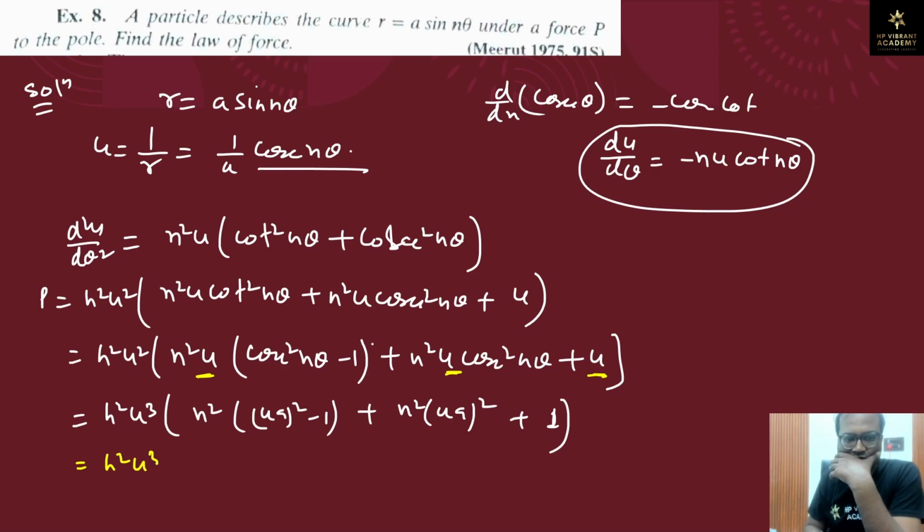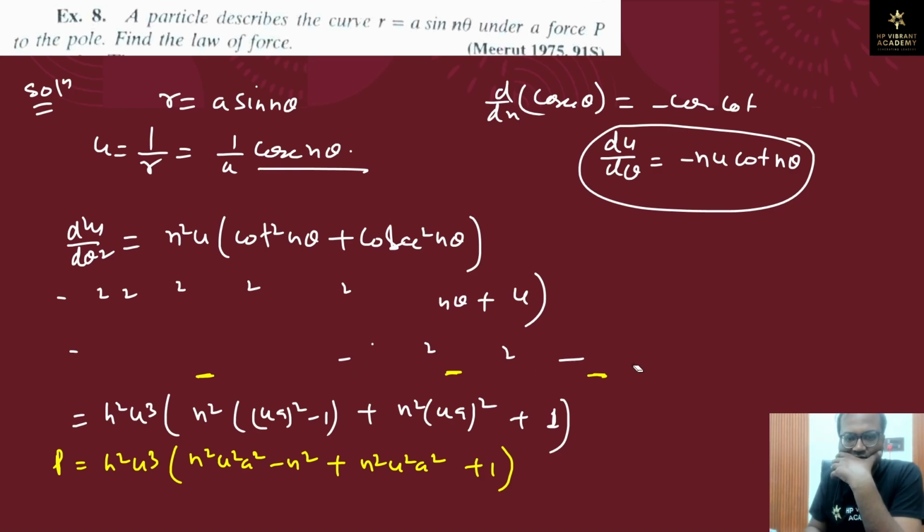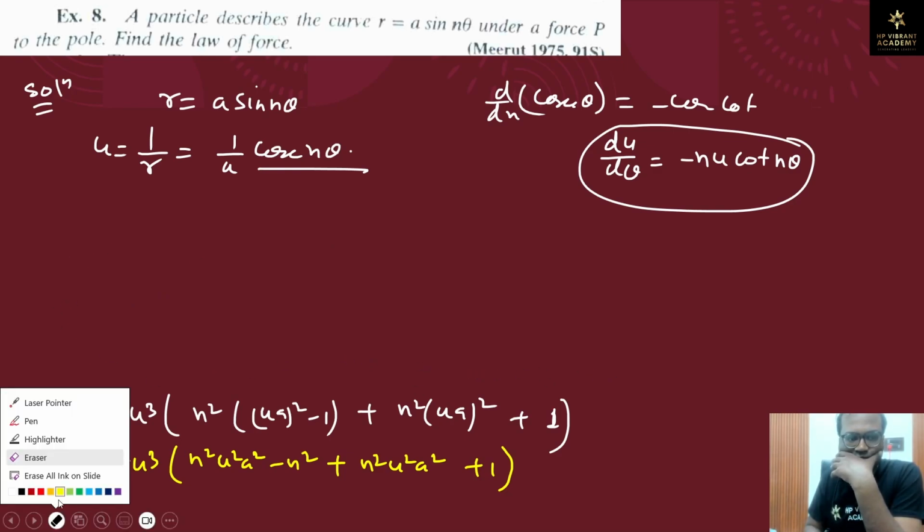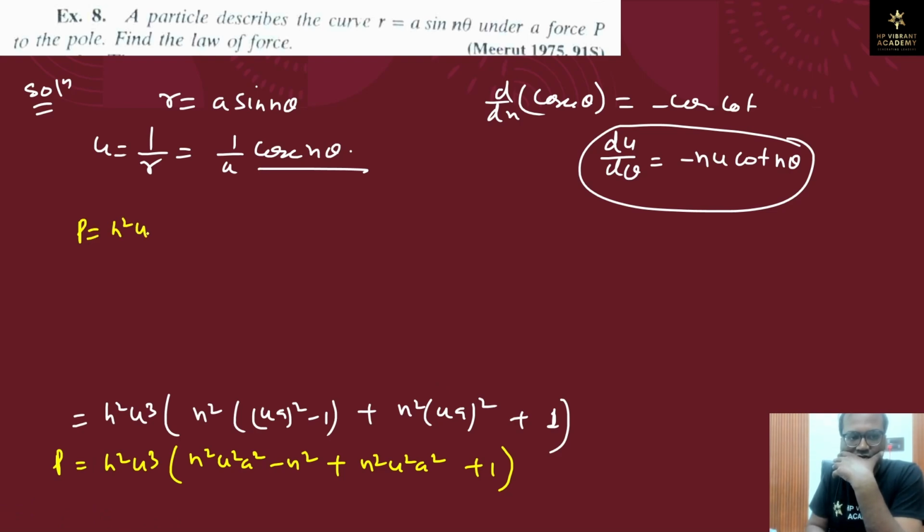This is h square u cube, n square u square a square minus n square plus n square u square a square plus 1. Okay, this is p. Let us further simplify this. So we have p is equal to h square u cube, which is 2n square u square a square minus n square minus 1.